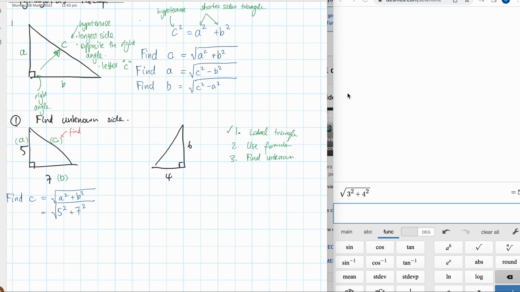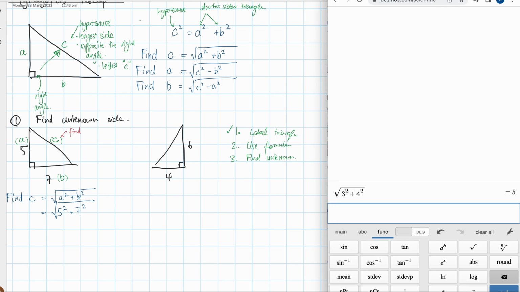Now in this example over here, we're going to put this straight into our calculator. So obviously this isn't the calculator that you have, but use the square root button, and then we go 5 squared plus 7 squared, and then you'll see an answer pops up. So we've got C is equal to 8.6023 and so on.